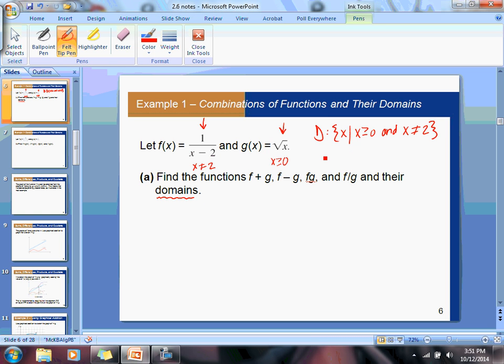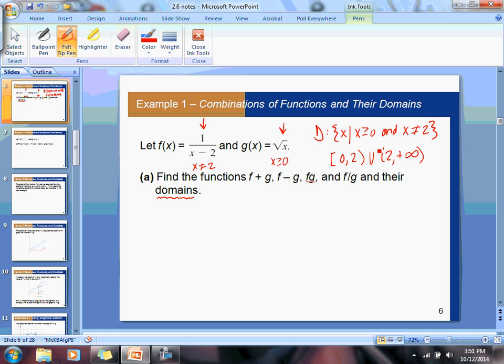Or I could write it with my set notation, where I could go everything from 0 to 2, and then everything from 2 up to positive infinity. And we'd want our union symbol in there as well.